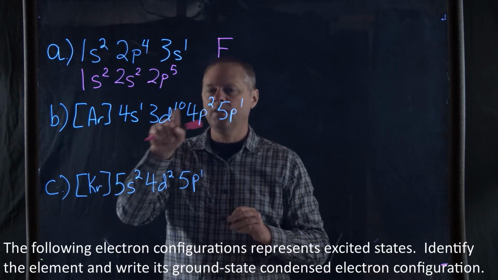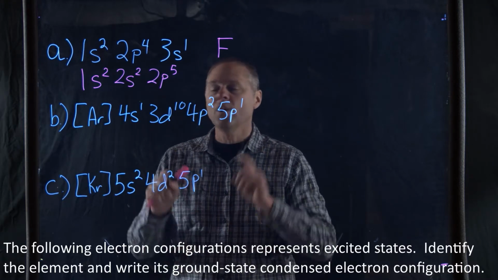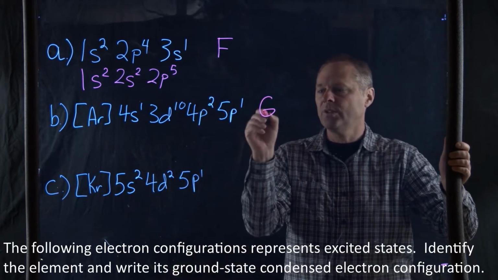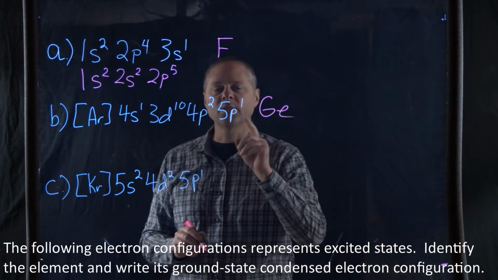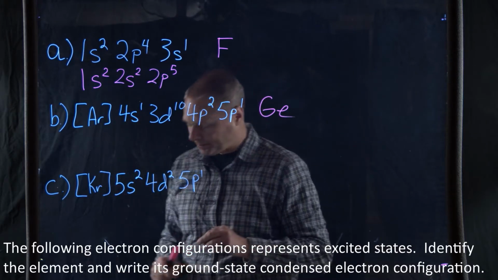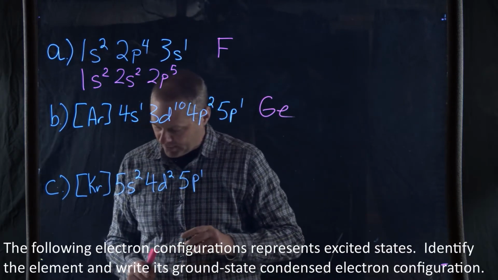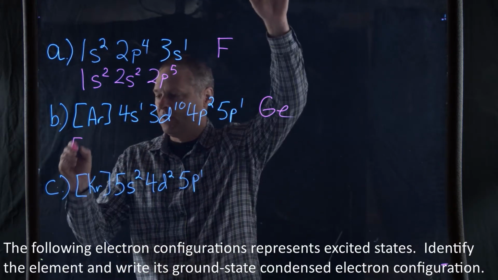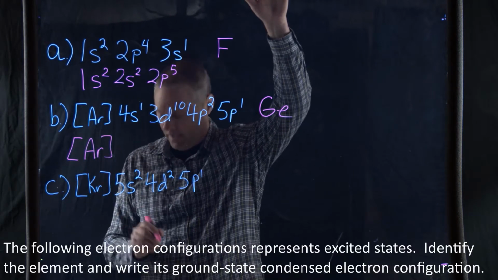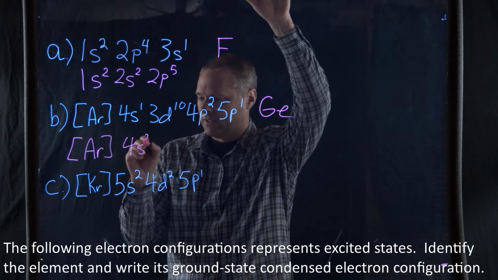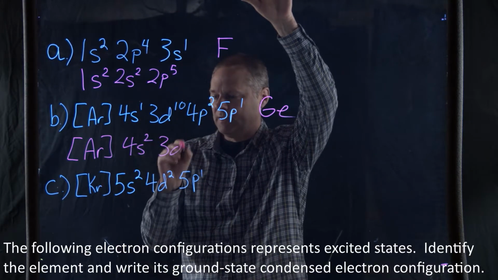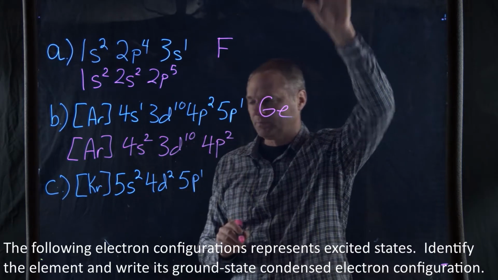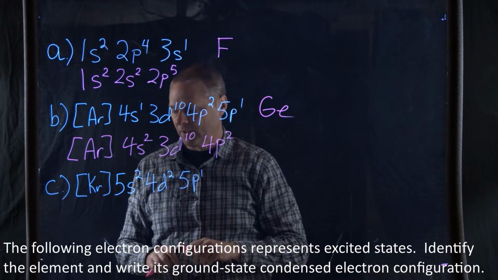Here we have 14. So we want to look at the 14th element after argon. If we look at that, that's going to be germanium. Germanium is the 14th element after argon. And we want to write the ground state electron configuration for this. That's going to be argon, then 4s2, 3d10, and then 4p2. So in pink is the ground state electron configuration.